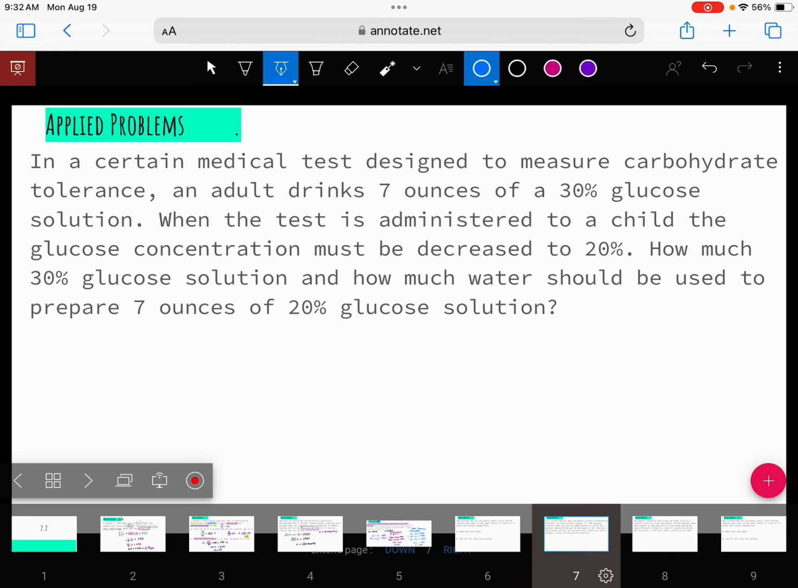So we've got a medical test designed to measure carbohydrate tolerance. And for the adult drinks, they have 7 ounces of 30% glucose solution. When the test is given to a child, the glucose concentrate must be decreased to 20%. So we want to know, in order to make that glucose solution, how much of the 30% glucose we should add and how much water should be used to make the 7 ounces of 20% glucose solution. So it's worded super weird.